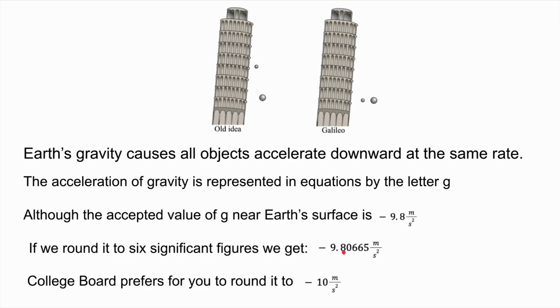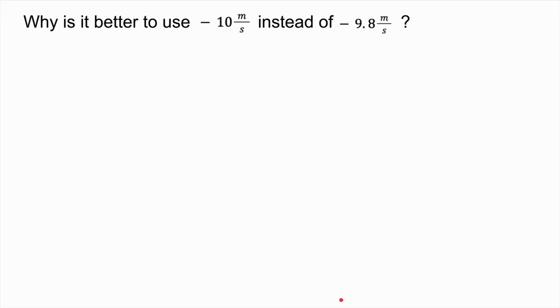So for 2% difference between this and this, actually less than that, we get something that's way easier to work with. So the idea is if you use 10 for little g on Earth, you will learn physics. If you insist on using 9.8, you're not going to learn it as well. And I'll show you why, okay? So this is why it's better to use negative 10 rather than negative 9.8.